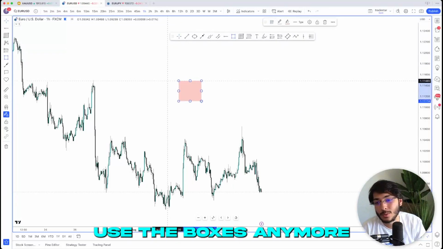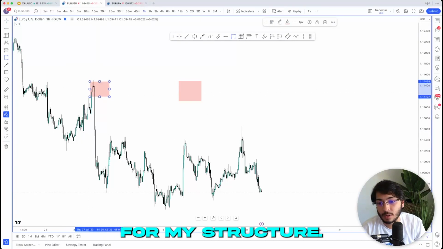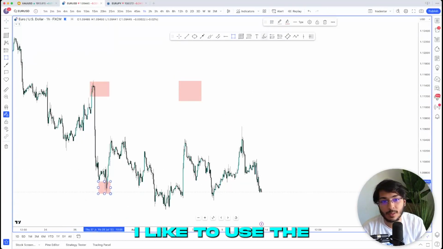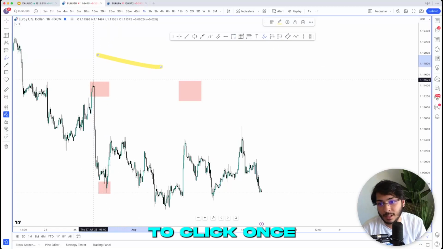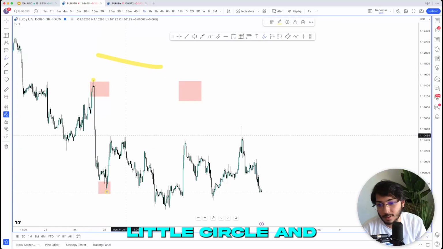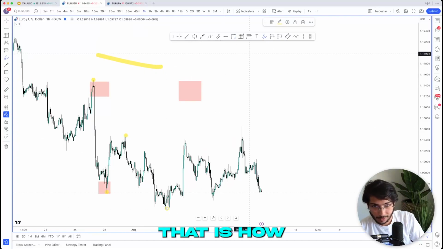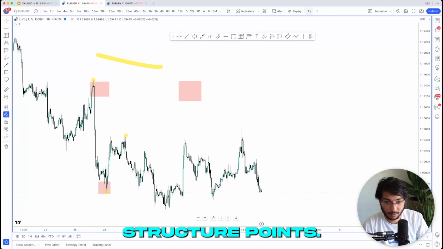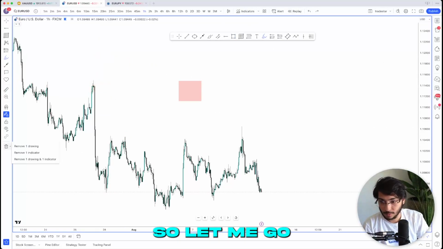I don't even really use the boxes anymore for my structure. I like to use the brush tool. I just like to click once and it gives me a nice little circle, and that is how I like to use my structure points. So let me go ahead and wipe all this.